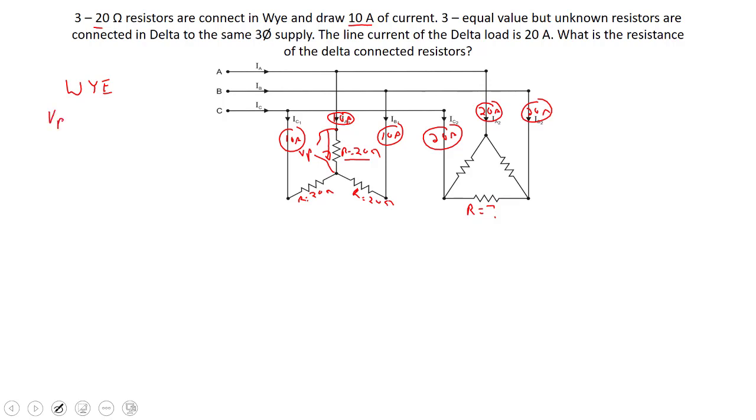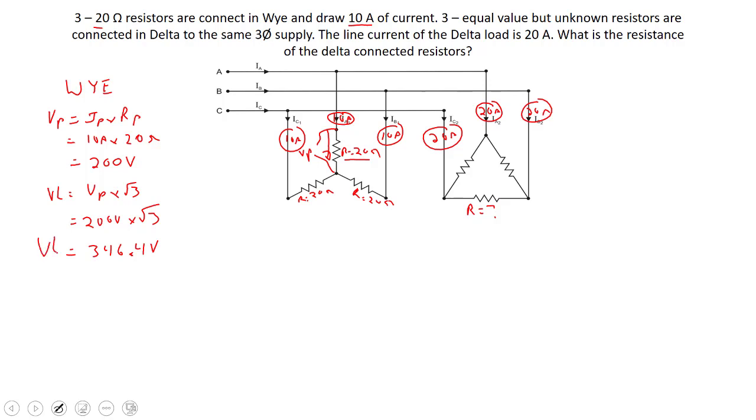So V phase is going to be equal to the I of the phase times the resistance of the phase. So that's 10 times 20 ohms. That comes to about 200 volts. So the next rule in Y is that line voltage is going to be equal to V phase times root 3. So if I've got 200 volts and I multiply it by the square root of 3, that's going to work out to about 346.4 volts. So that is my line voltage.